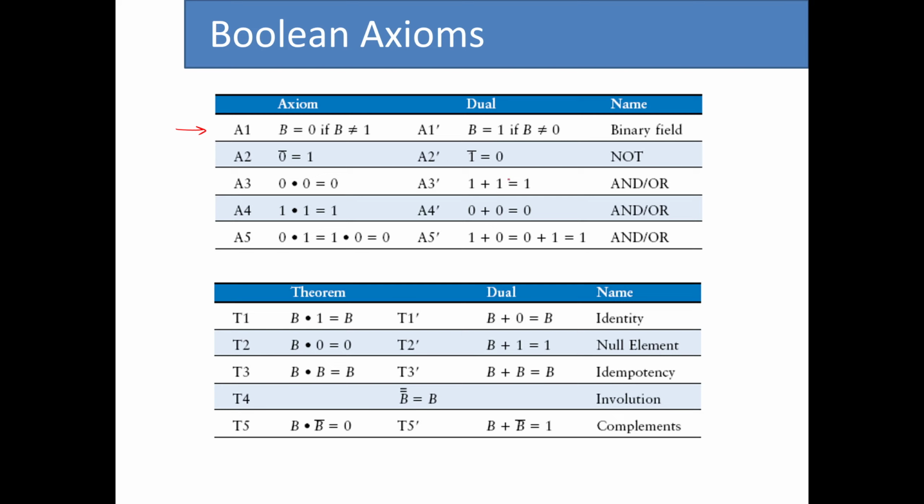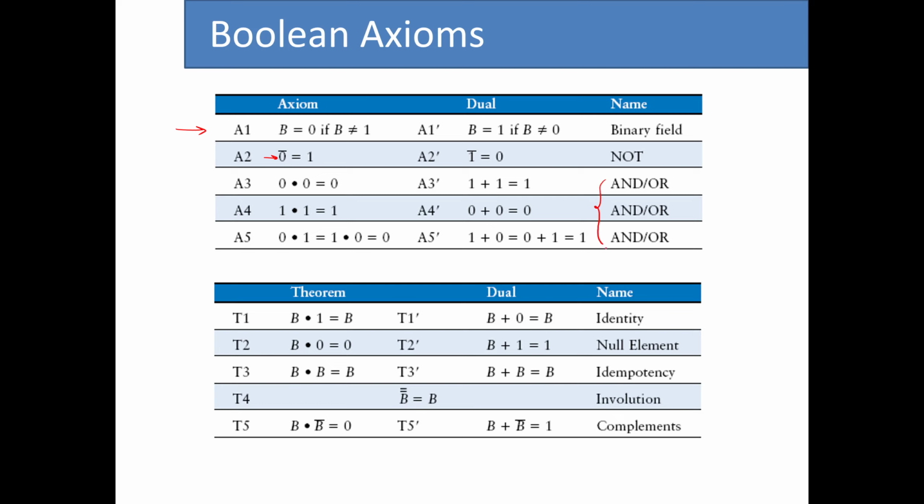The next one is the NOT axiom, which says 0 bar equals 1. Basically, if you have a variable that is 0 and you complement it, you make it 1. The same is true for 1 as well. 1 bar equals 0. So what is not 1? The answer is 0. Or what is not 0? The answer is 1.